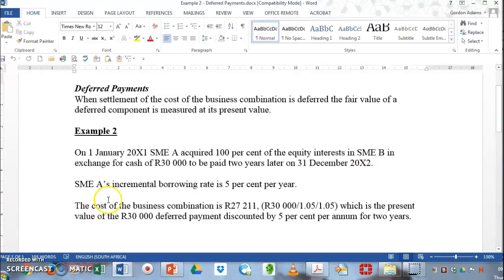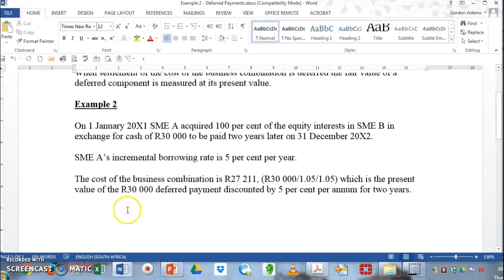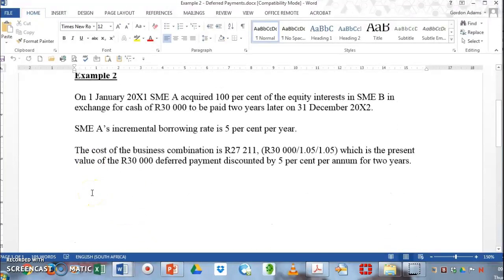So what is important to note here? The acquisition date was the 1st of January 20X1. The payment date will only be on the 31st December 20X2, which in essence is 2 years later. SMEA's incremental borrowing rate is 5% per year, which means that if it had invested the money, it would earn a 5% return.